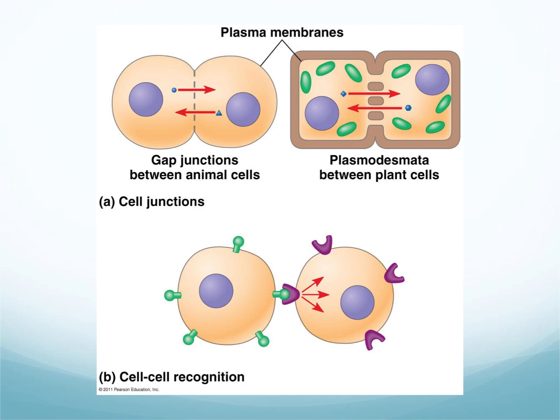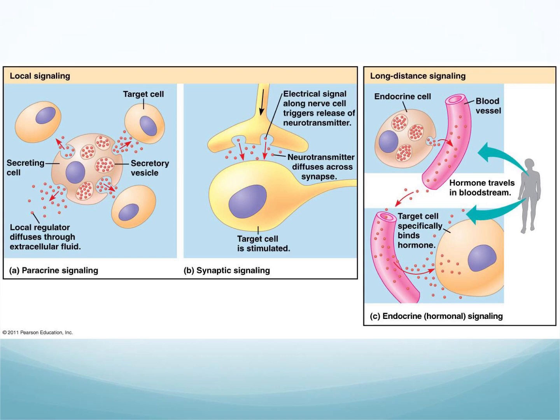Another thing you're going to see is this cell-to-cell recognition. So both recognition of self, meaning making sure the cell understands that it is a part of the body, it's supposed to be there, so the immune system won't attack it. And also just to say, hey, you're a liver cell, I'm a liver cell, let's do the same job.